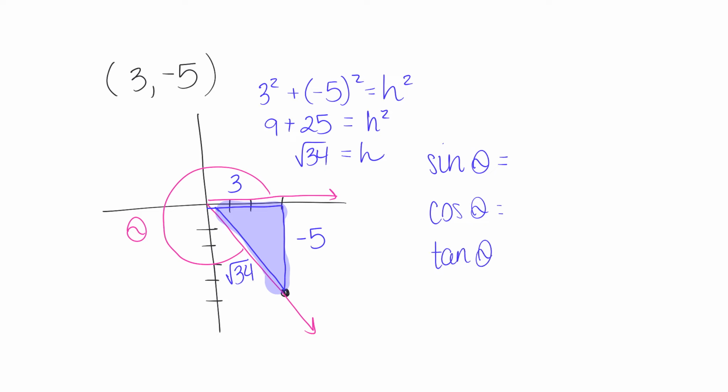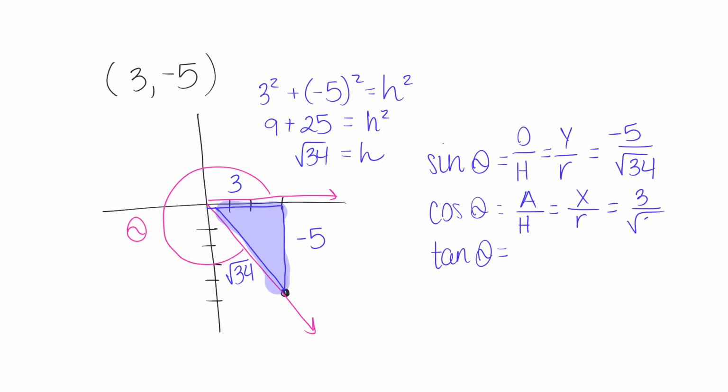So sine, we said, used to be opposite over hypotenuse. That's now y over r. And we know that that is -5 over root 34. That's our trig ratio. Cosine used to be adjacent over hypotenuse. We now call that x over our radius, which is going to be 3 over root 34. And then tangent, opposite over adjacent, is now y over x, which is -5 over 3. And you're done.